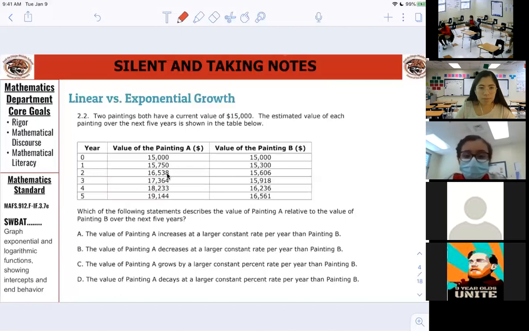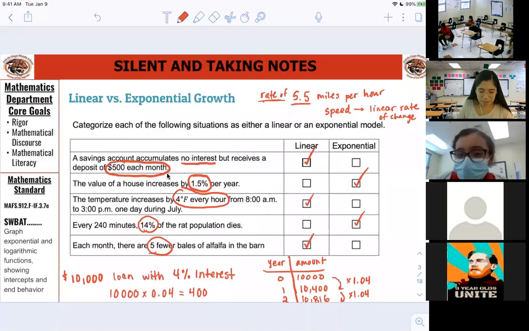Miss, I have a question. Did you see my math in the chat? Yes, I'm confused by it. It says that in 240 minutes, 14% of the rat population dies. But there's only 100% of the rat population. So does that mean after 1,715 minutes the whole rat population would die?